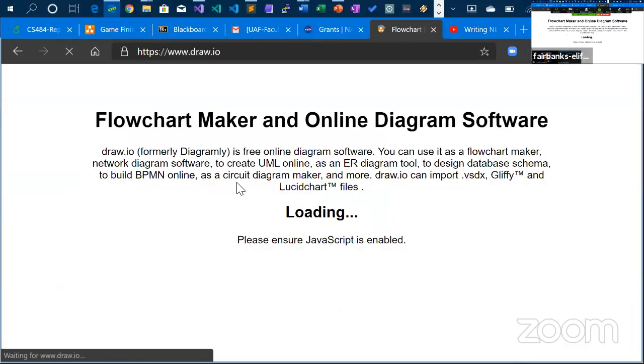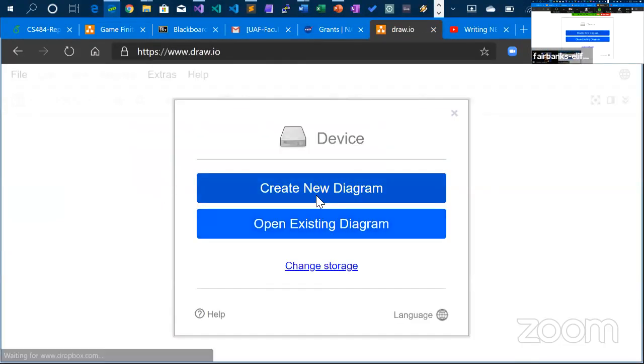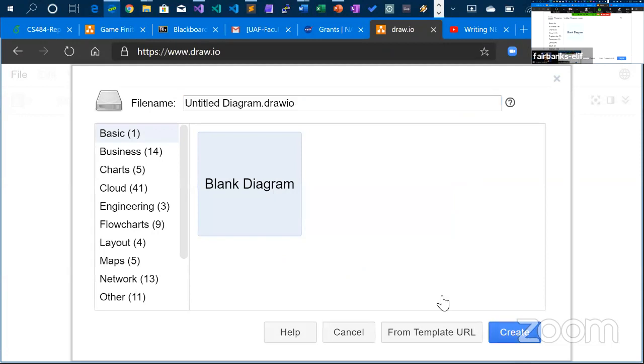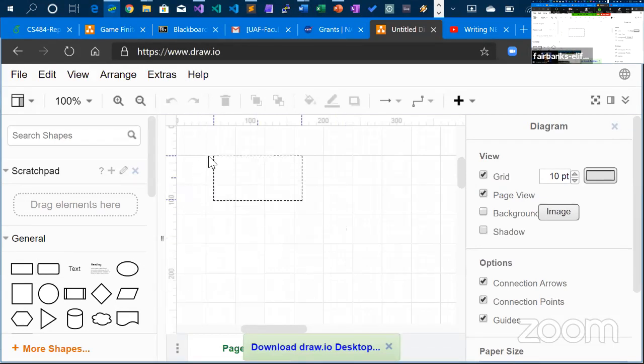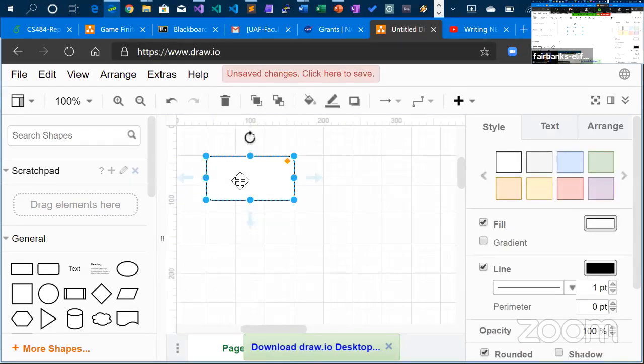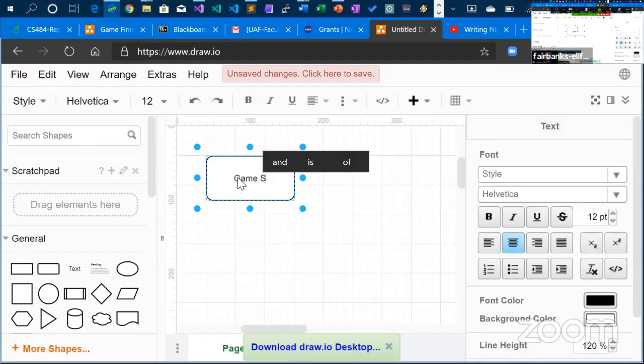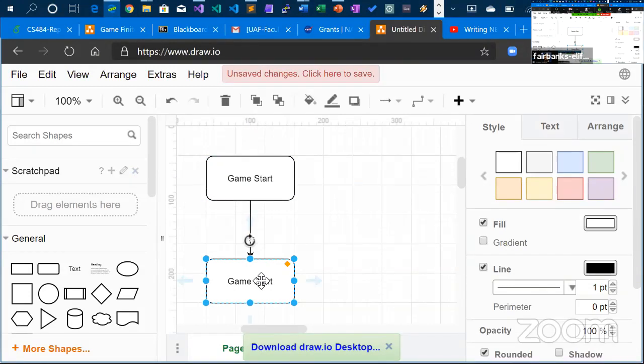Go to draw.io. I think I was working on this other. Create new diagram. Sure. Just create a blank one. So this software online allows you to just kind of grab objects, and we could say that's like game start or something like that. And then you can just quickly build diagrams very easily with this piece of software.